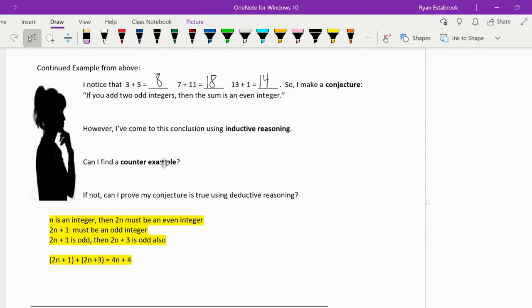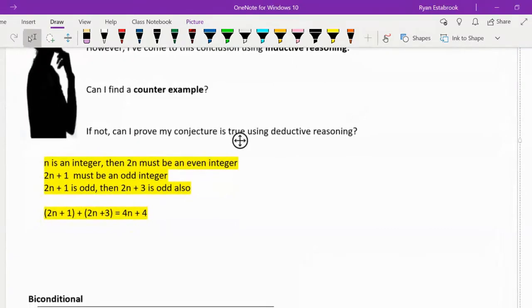However, I can't find one for this. So I believe that my conjecture is true. So I'm going to try to prove it using deductive reasoning. If you can follow my logic here.